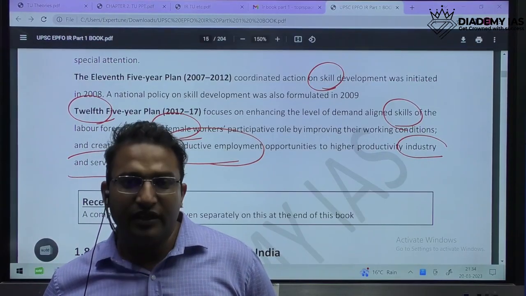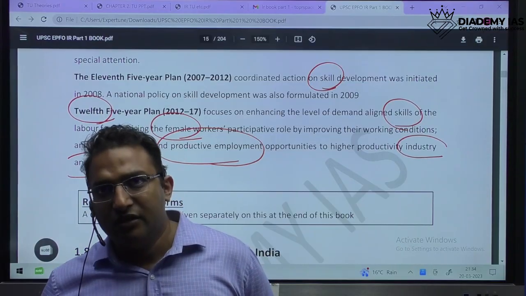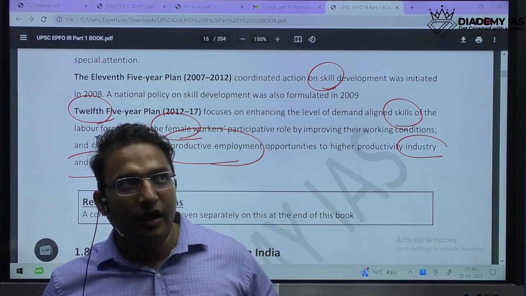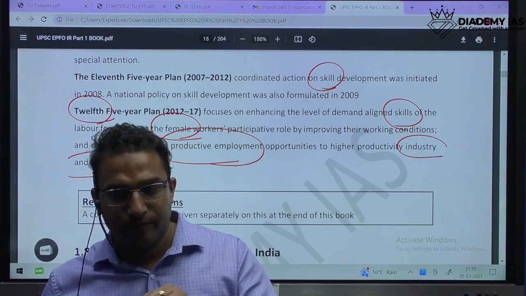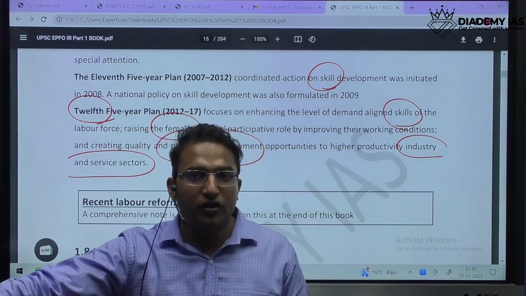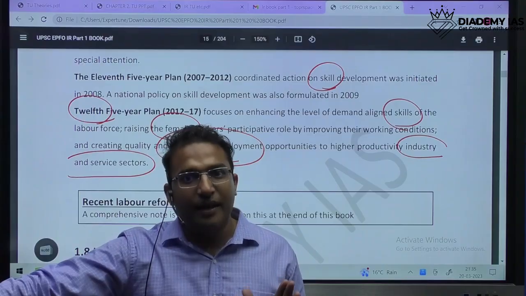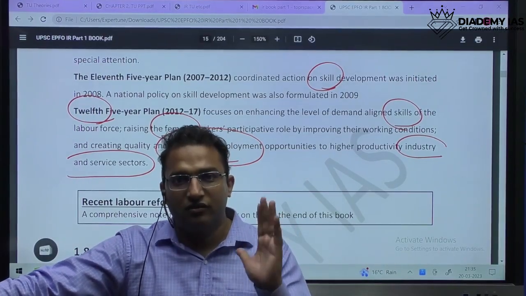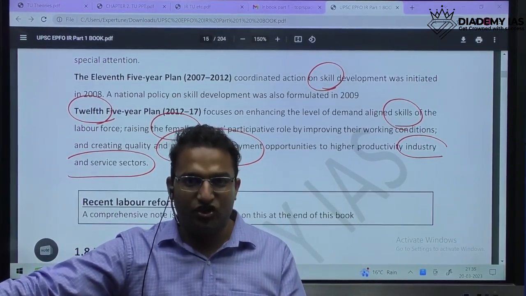In the trade union, basically again the focus will be upon the Trade Union Act. Basics, approaches, theories, or Trade Union Act. Okay, Trade Union Act happens to be the important provision, very very important for the examination.